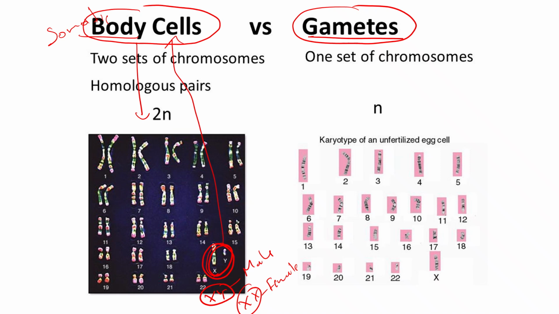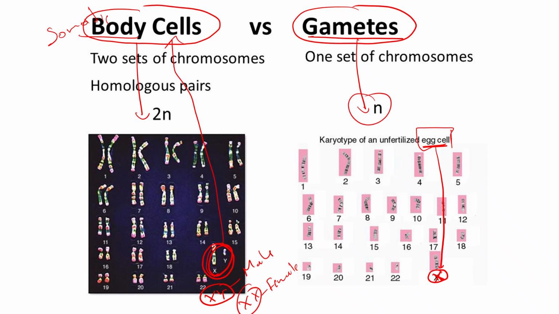Now compare that against the gametes. For example, it could be an egg cell, or if it is a sperm cell, it will have 23 in total. In females, that last chromosome, the number 23, is always X. Okay, so in a female, the last chromosome will always be an X chromosome.